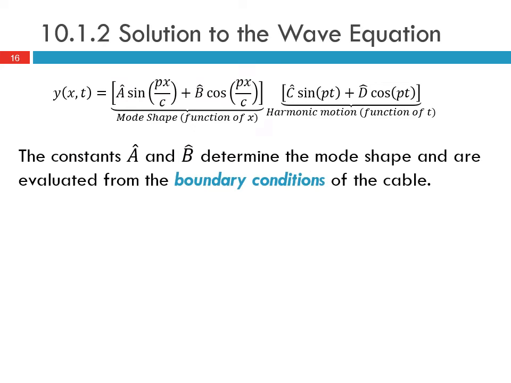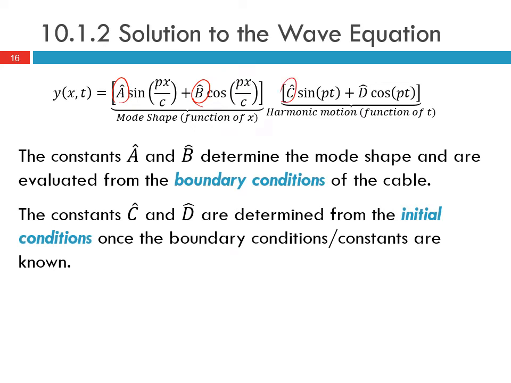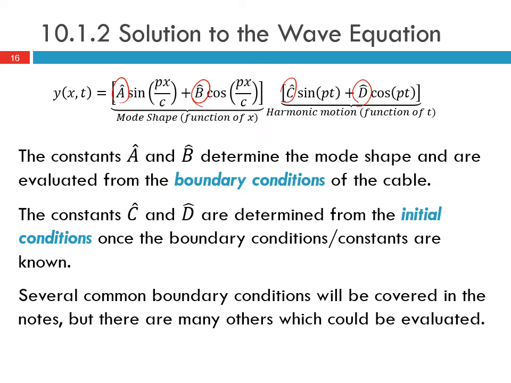The constants a hat and b hat determine the mode shape and are evaluated from the boundary conditions of the cable. That's these here. And then the constants c hat and d hat are determined from the initial conditions, and these must be done once the boundary conditions, or first constants, are determined. Several common boundary conditions will be covered in the notes, but there are many others that could be evaluated.